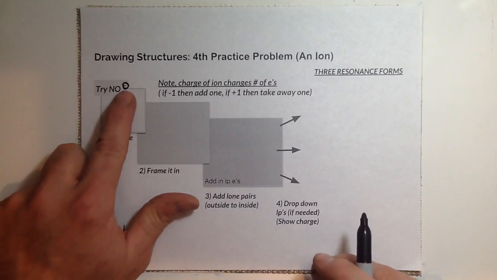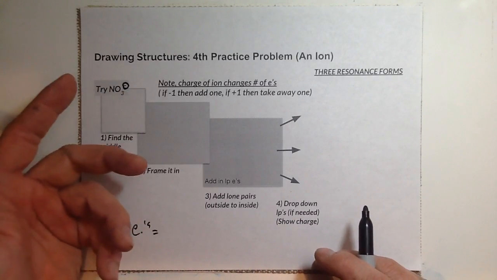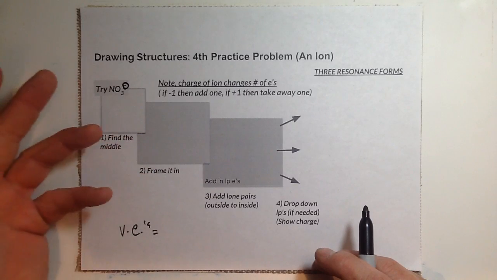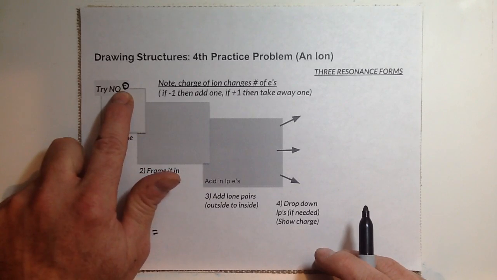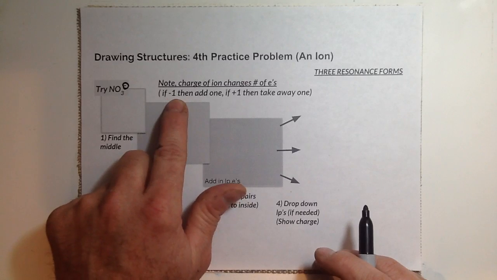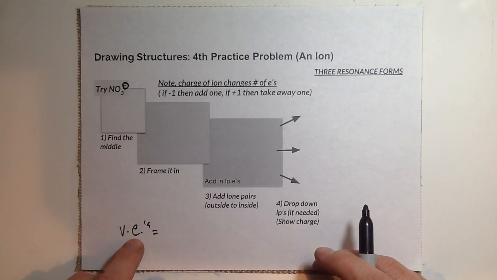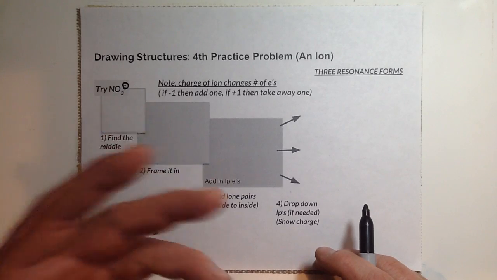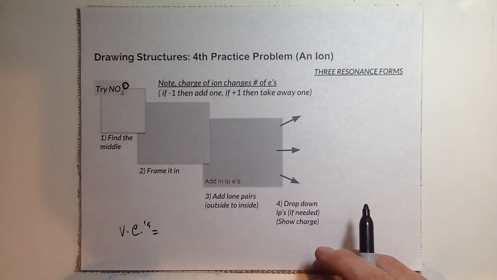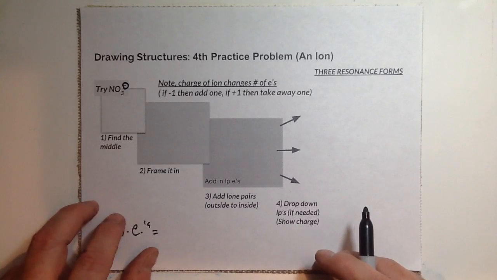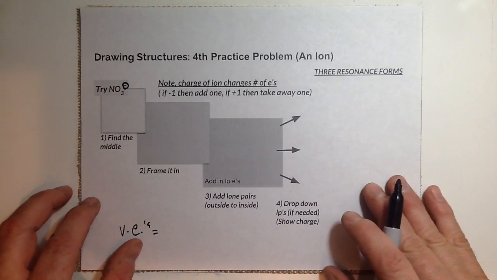Well, if it's a negative, that means you have one more electron than protons within this structure because it has an overall negative. So if it's a -1, then I add one more valence electron to my count given the charge. If it had been a +1, then I'd take one away. And same sort of issue with -2 or +2.